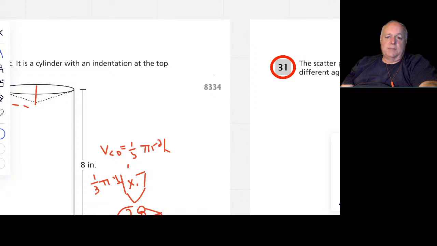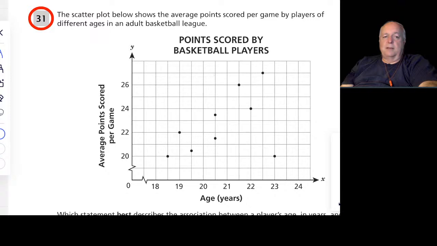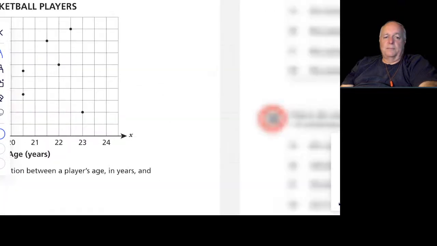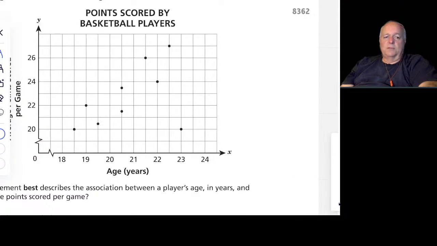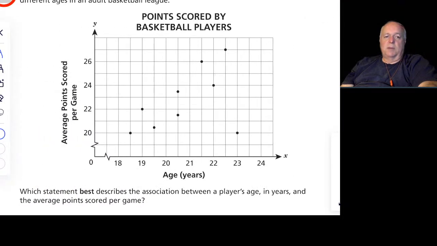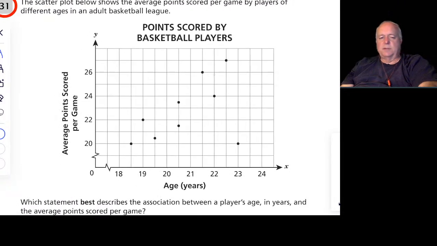Okay, we're back to scatter plots again. So again, we're going to look at the illustration first. So it's points scored by basketball players. Okay. The bottom is in ones, but if you notice the strange notation where they kind of did a lightning bolt, if you notice this goes from 0 to 18 and then by ones.